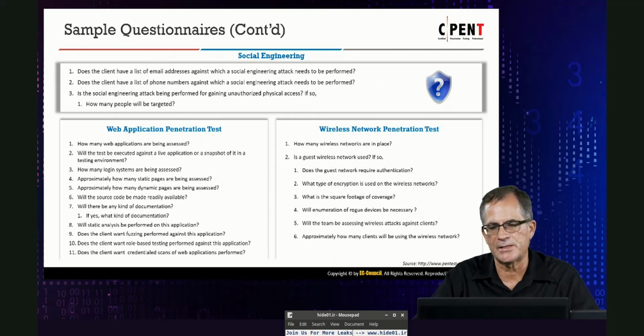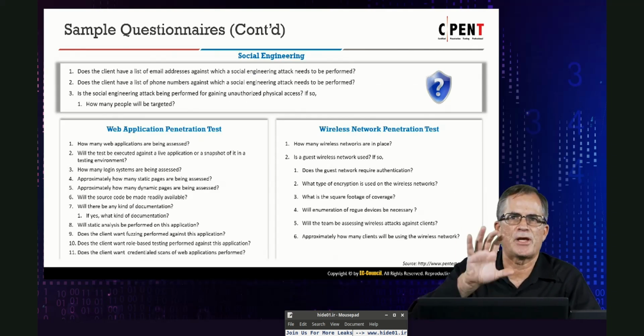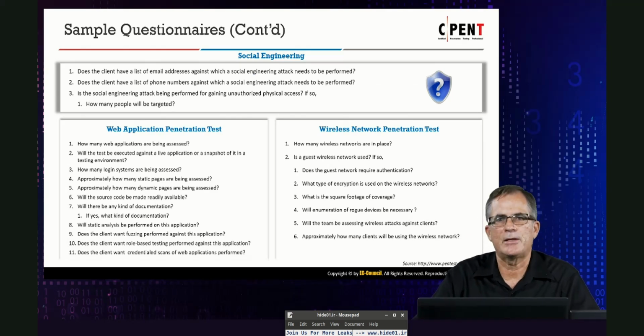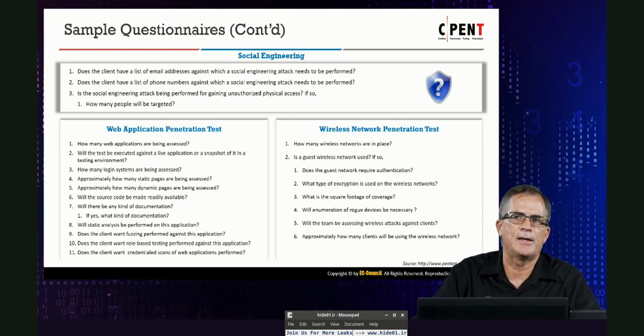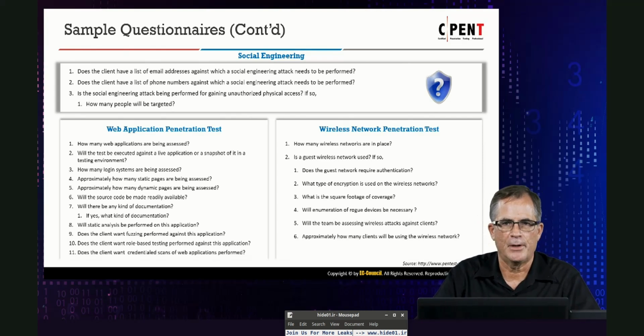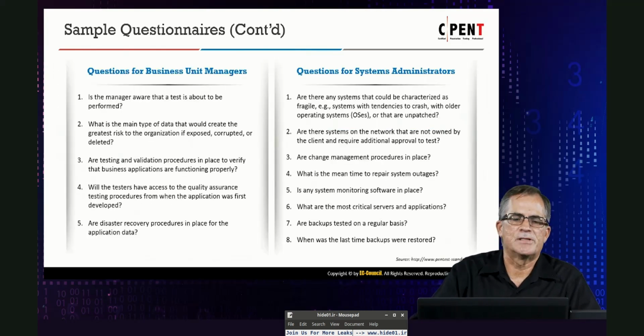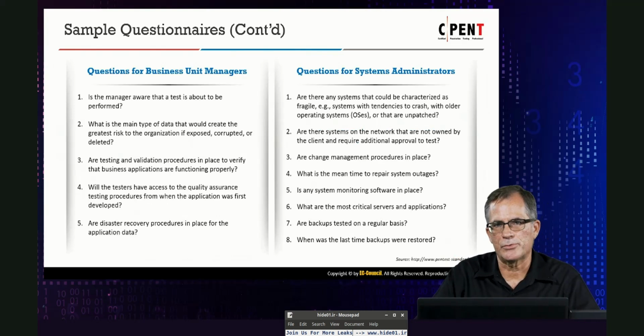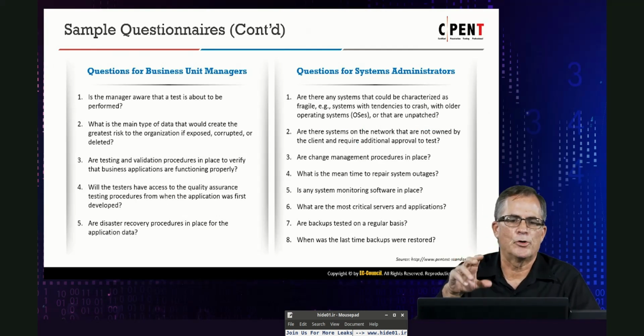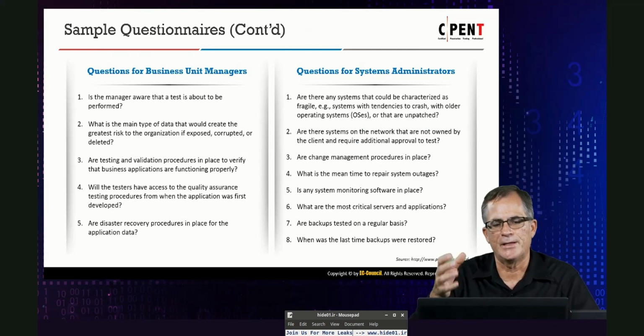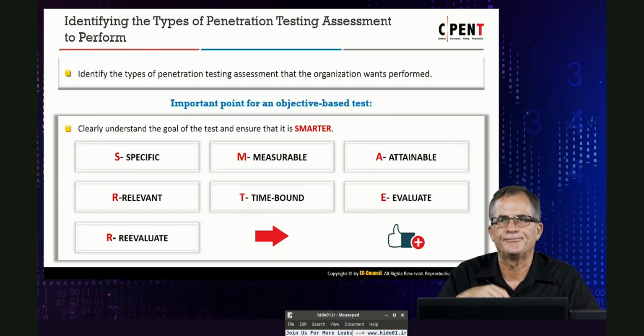More information: are we doing web application testing? Are we doing social engineering testing? Are we doing wireless network testing? Each of those has questions and components contained within it, which will help you get a better idea of how to do a cost assessment on the engagement. There are also questions for the business unit managers and for the systems administrators. So you have actual sample questionnaires that will give you the information for these different entities, and those types of things.